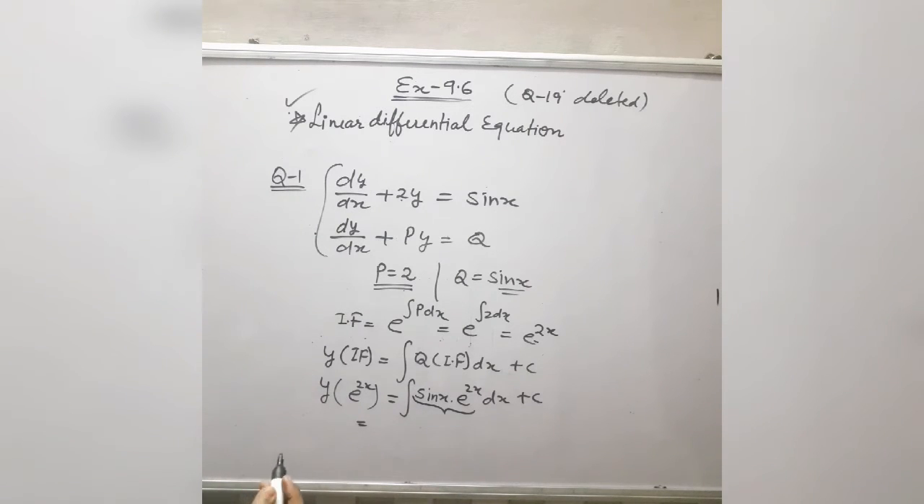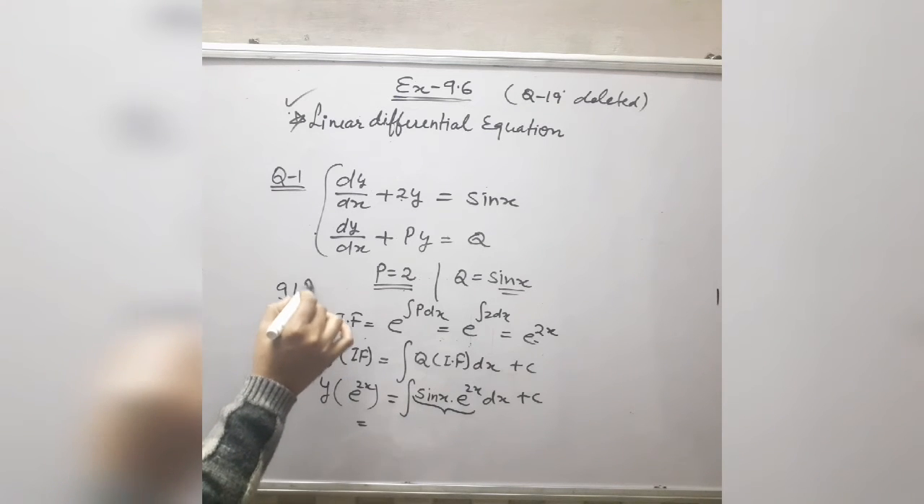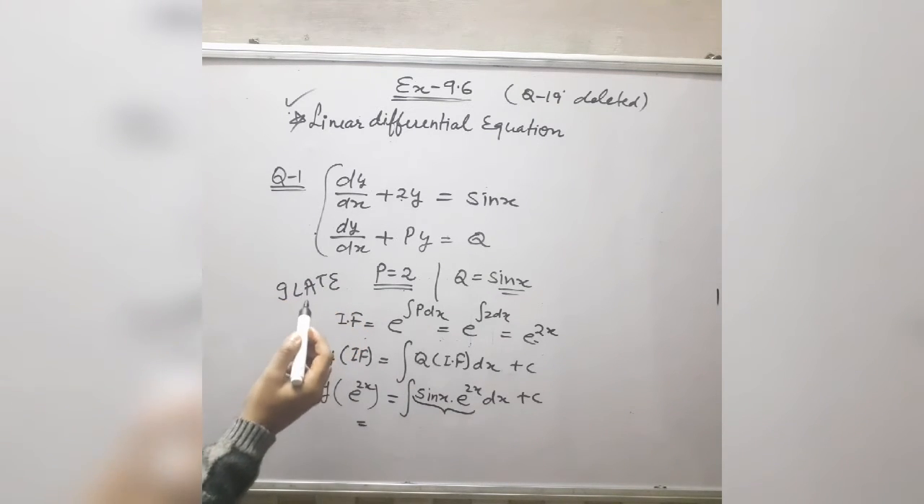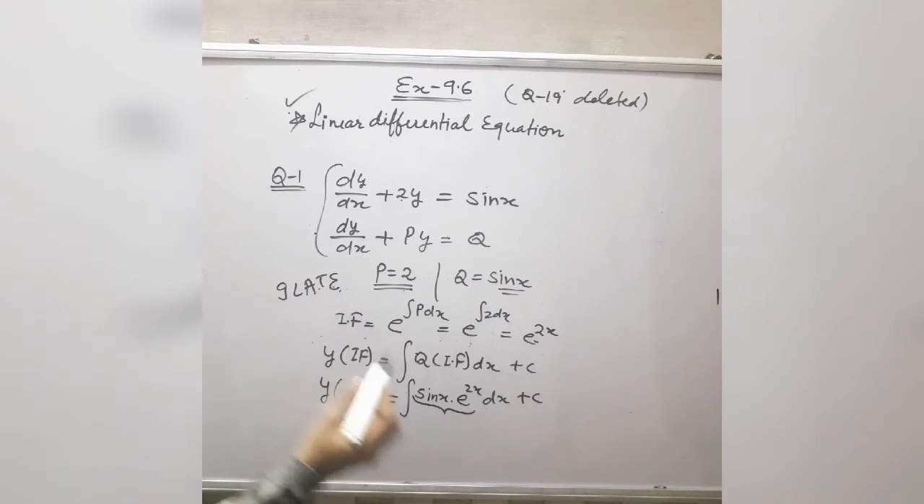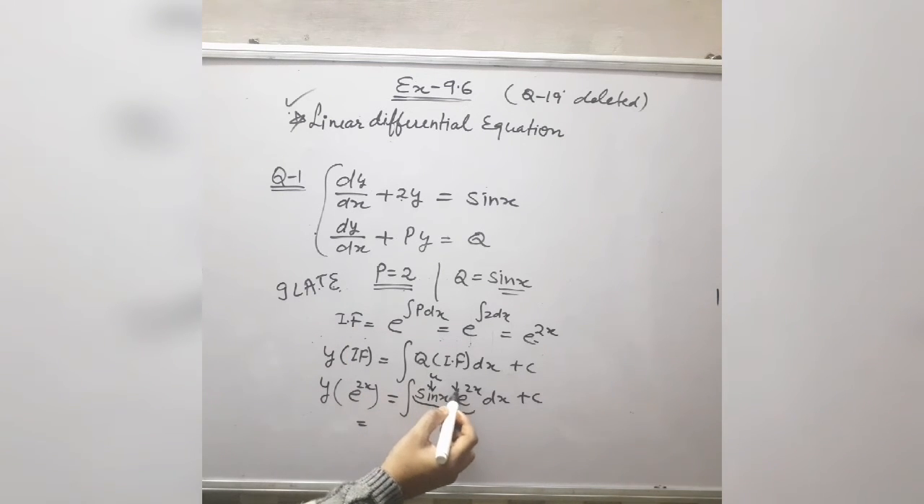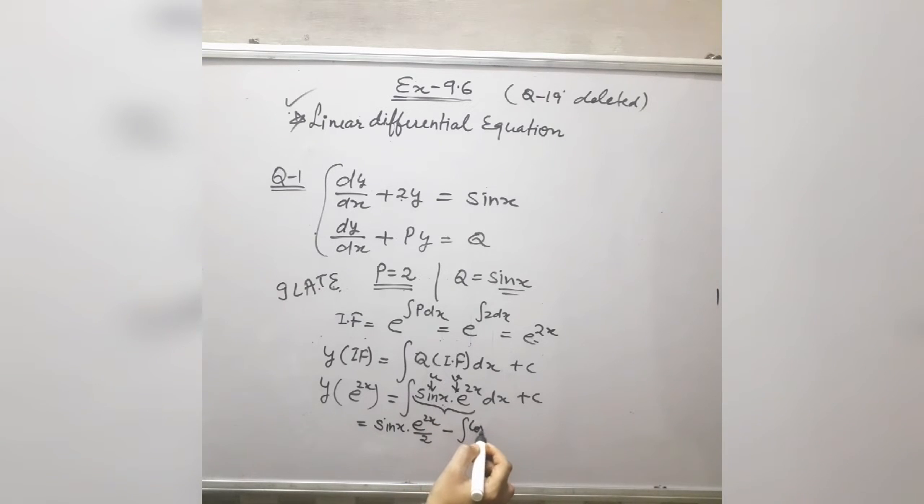In integration by parts, sin x is a trigonometric function, and in ILATE the T comes first, then the exponential. So you take sin x as u and the exponential function as v. Now u remains as it is, then the integration of v, e raised to power 2x by 2, then minus sign, integration sign. The derivative of sin x is cos x, again times the integration of v, e raised to power 2x by 2, plus integration constant c. Now here again we use integration by parts.